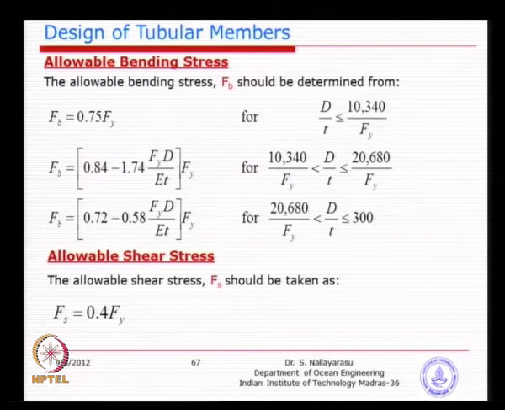So, how do we get allowable bending stress? It is 75% of yield as long as the d by t ratio is less than this limit. Now, what is this? This is a limit 10,340 divided by fy. If you take an fy value of 50 KSI material, in terms of 345 or 350, you will get somewhere around 30. This is from 30 to 60, this is from 60 to 300. So, d by t ratio starting from 30 up to 300, we have the relationship given here.